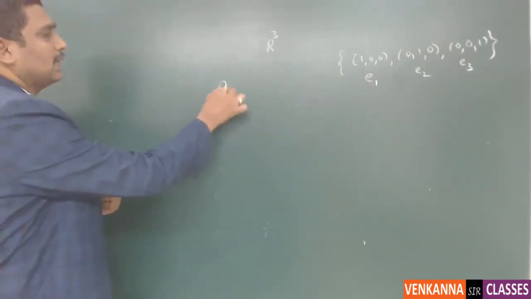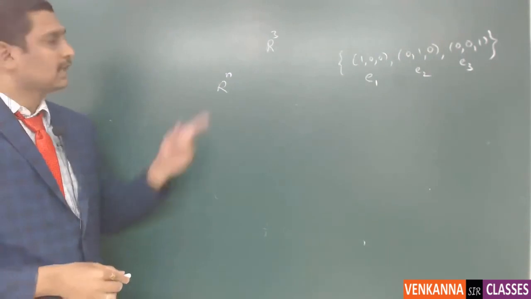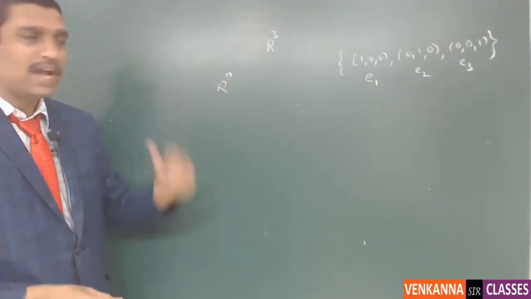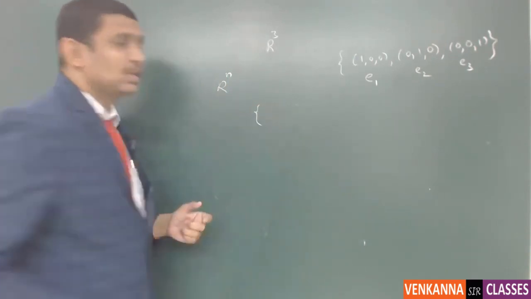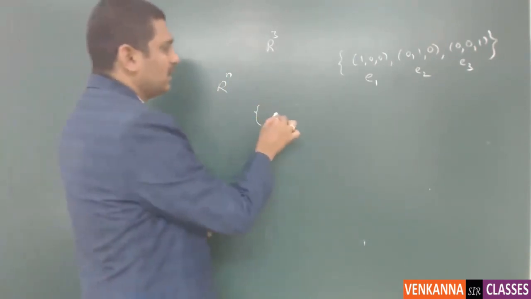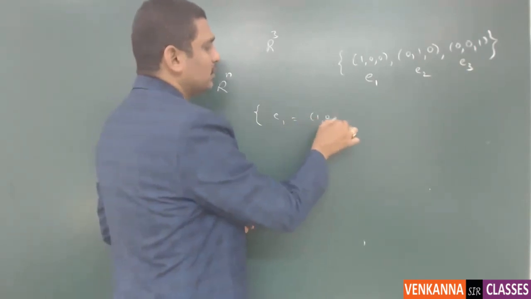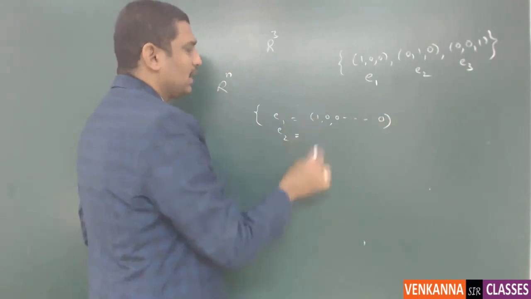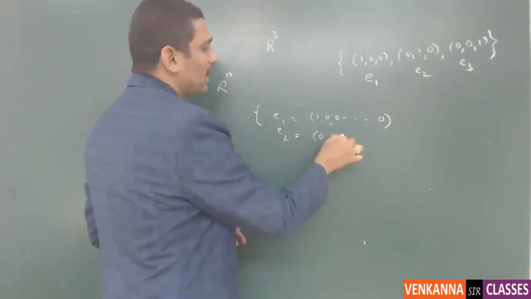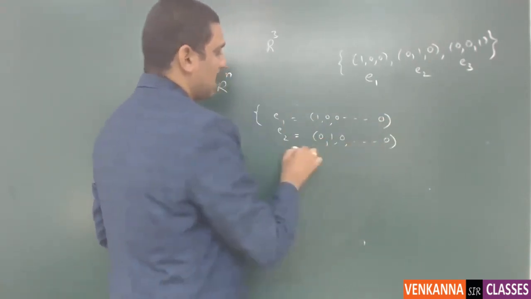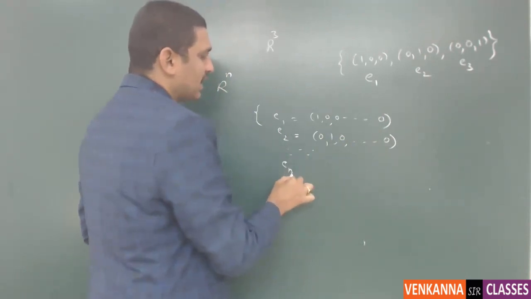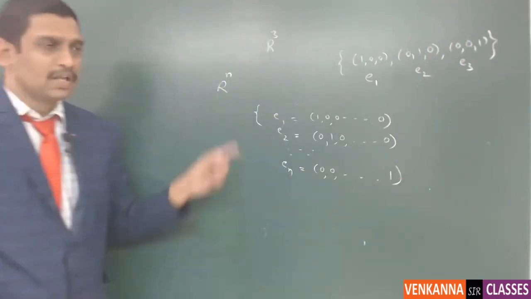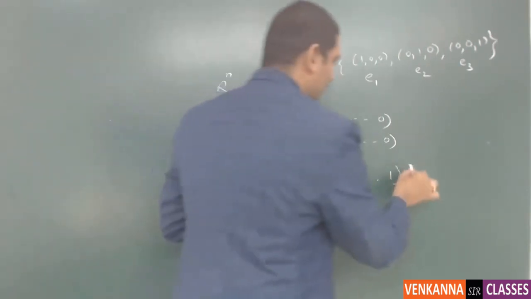If you take r power n, since its power is n, we have the standard basis consisting of n vectors. The first vector E1 is of the form 1, 0, 0, and so on, up to 0, n times. The second vector E2 is of the form 0, 1, 0, and so on. The last vector En is of the form 0, 0, and so on, 1. So this is the standard basis for r power n.